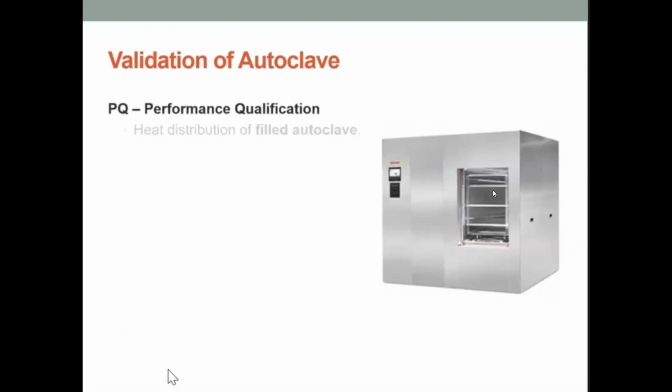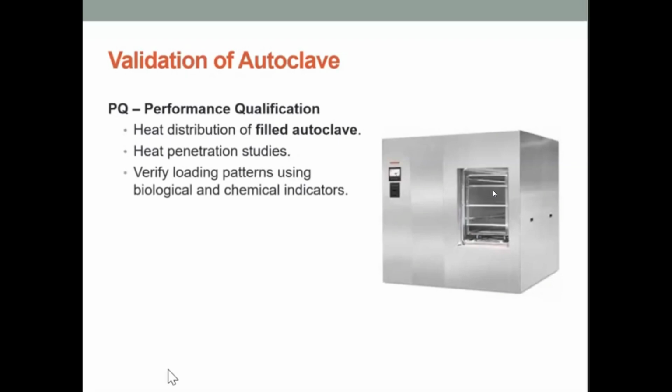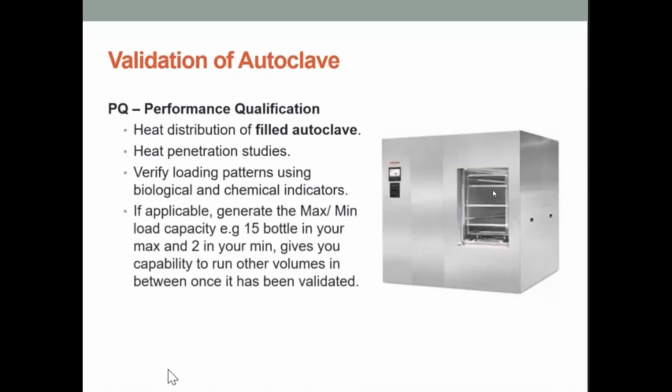For our performance qualification, we would look at the heat distribution of a filled autoclave, so how does it work when it's full? We would also look at heat penetration studies. We would verify the loading using biological and chemical indicators that we saw on our previous slide. If applicable, we would generate the max or the min load capacity. So for example, if you had 15 bottles in your maximum load and 2 in your minimum load and you validated both, it gives you capability to run other volumes in between once you have validated it and the load pattern that goes with it.